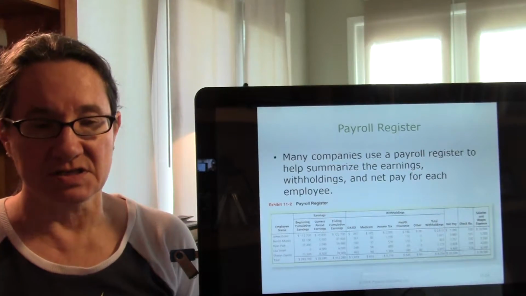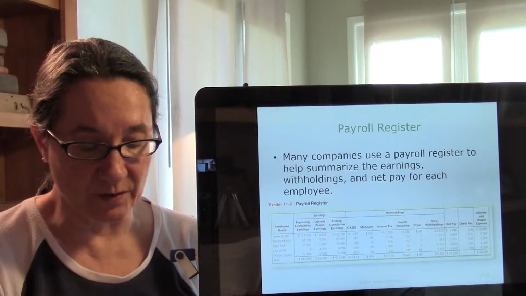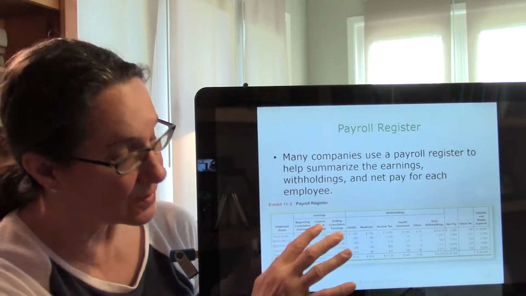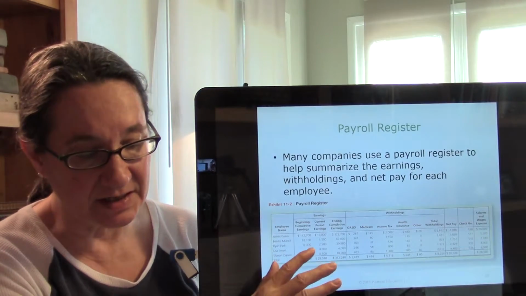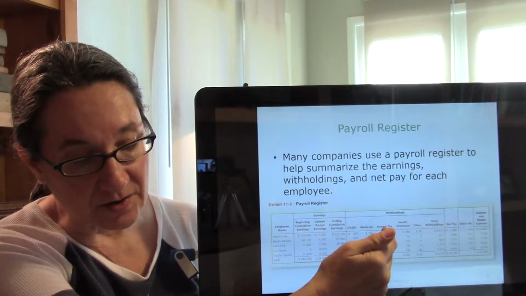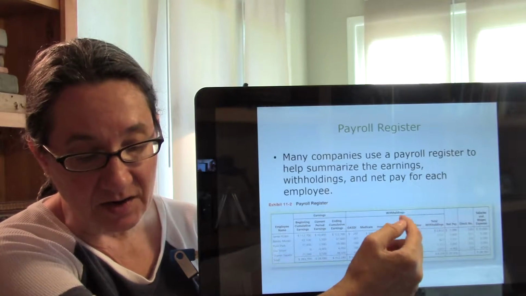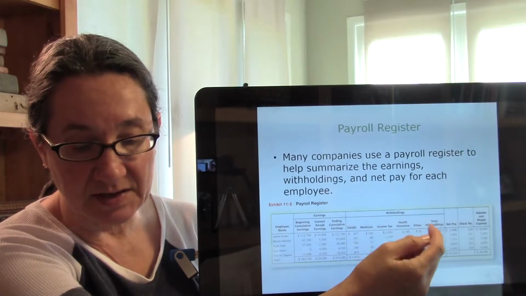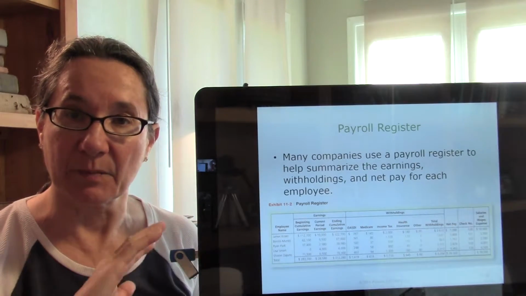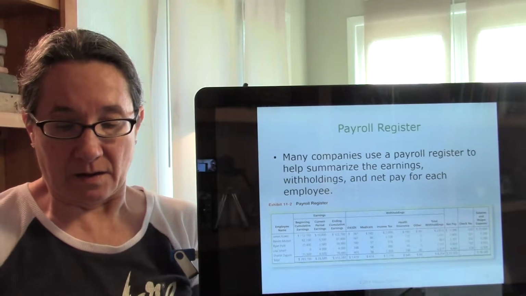Payroll register. Many companies use a payroll register to help summarize the earnings, withholdings, and net pay for each employee. Exhibit 11.2 on page 564 shows an example. So as you can imagine, with all this withholding, it starts to get a little complex. For each employee, they keep track of their earnings and their withholdings, and there are a lot of them here: OASDI, Medicare, income tax, health insurance, other, total withholdings, net pay, and what check they paid it with. So they keep track of it all in a special separate journal, really. It's the payroll journal.